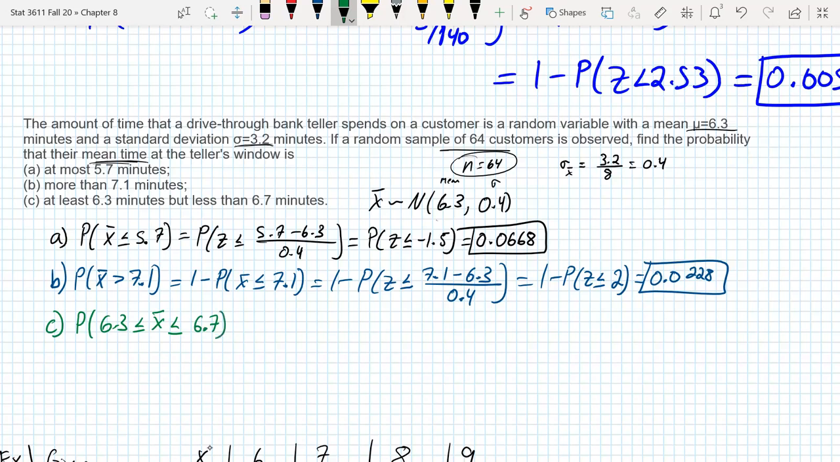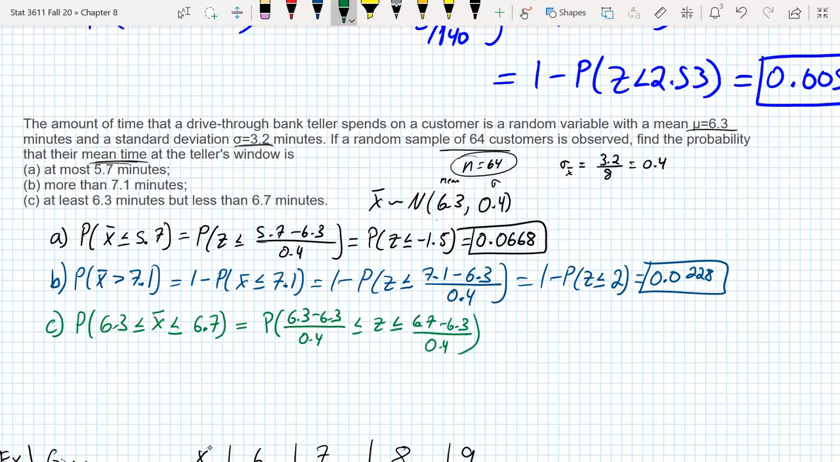All right. So we have probability in between bounds here, so we'll go ahead, convert to a standard normal probability, and then we can look at using our normal table to find the desired area. At least 6.3, so we subtract the mean on the left and then divide by the standard deviation on the left. Standard normal here. And then less than 6.7, so we have 6.7 minus the mean, which is 6.3, divided by 0.4.